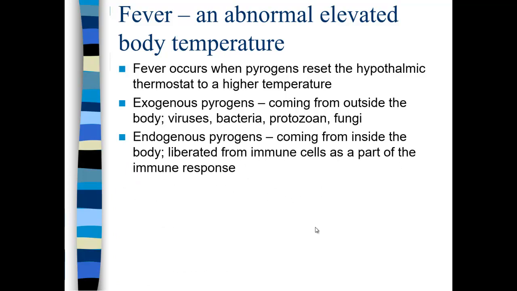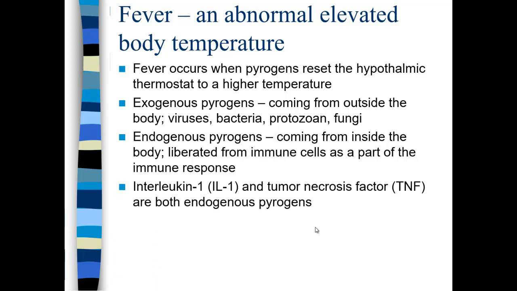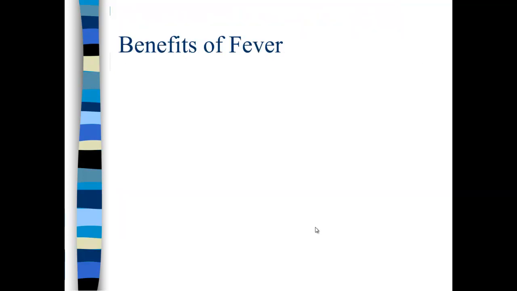Endogenous pyrogens come from immune cells, and they're just a part of the immune response. So both the foreign invaders as well as the immune system can reset the hypothalamus to a higher temperature. Interleukin 1 and TNF, tumor necrosis factor, can reset the hypothalamus to a higher temperature.